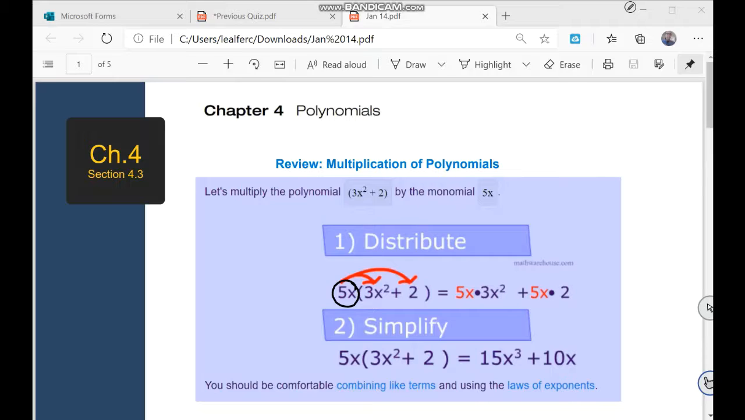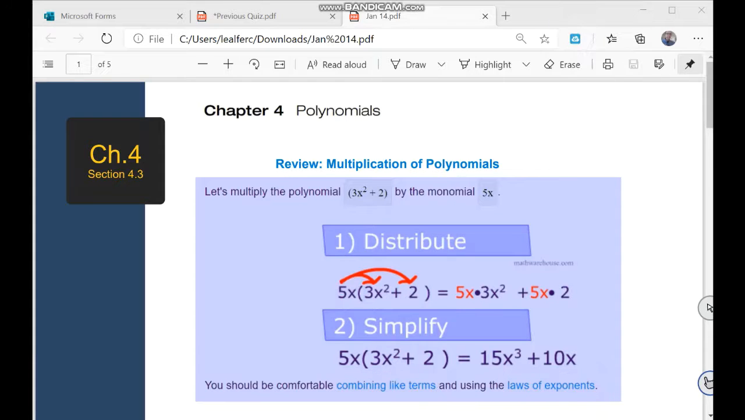The polynomial that you have here is the second factor of the multiplication. So distributive property is the first thing that you have to do. And the second thing is simplification. Simplify the answer by combining like terms and by applying the properties of exponents. And yeah, this is a good summary about yesterday.